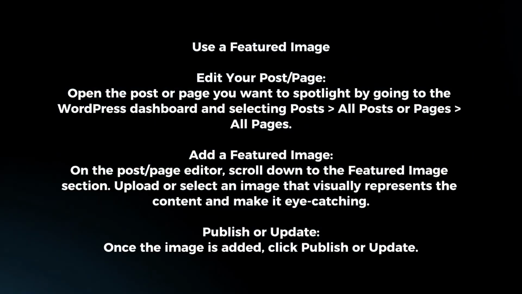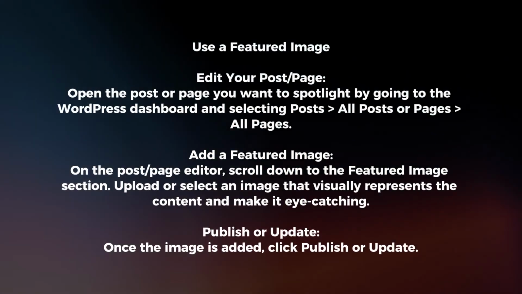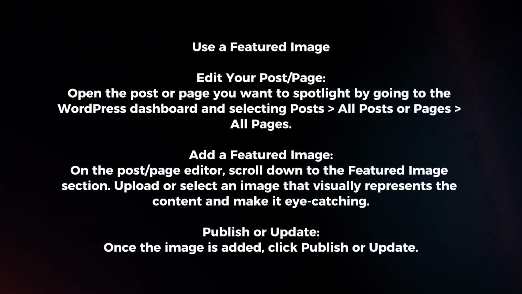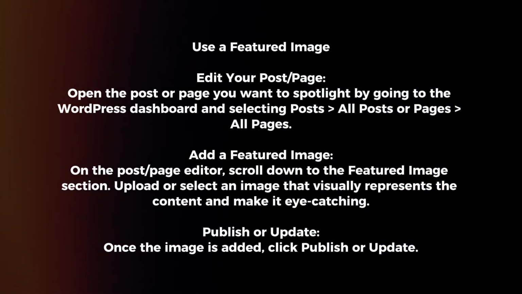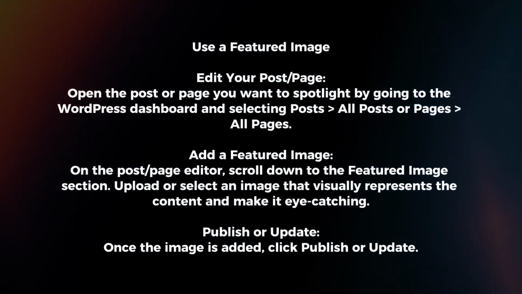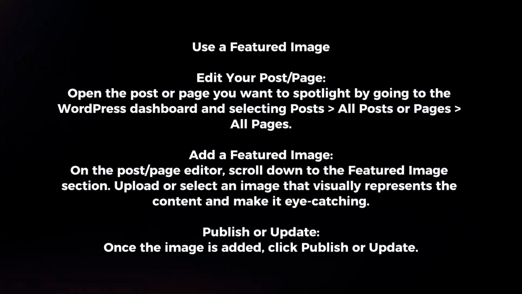Add the featured image. On the post or page editor, scroll down to the featured image section. Upload or select an image that visually represents the content and make it eye-catching. Publish or update. Once the image is added, click Publish or Update.